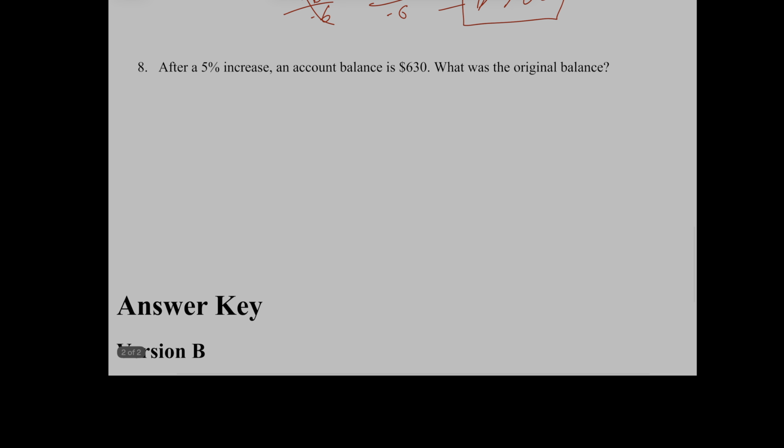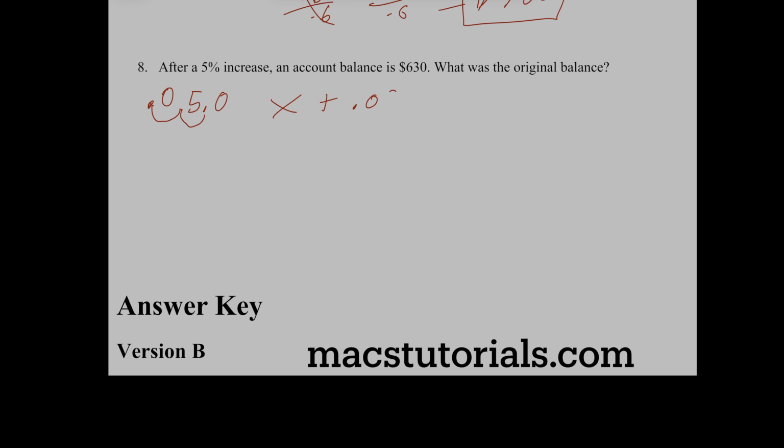Last one on here, after a 5% increase, an account balance is $630, what's the original? Okay, well, I don't know the original, but I know that after I get a 5% increase, now remember, math-wise, how do we write 5? That's like a 5.0, right? But I need to write it as a decimal, so I make it smaller. There's smaller 1. I need a placeholder, smaller 2. 0.05 of whatever the original was. And when it's all said and done, I'm going to have $630.